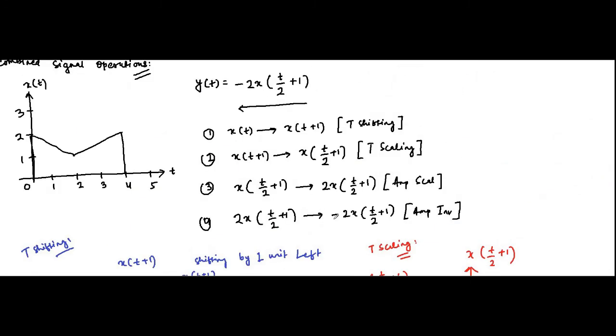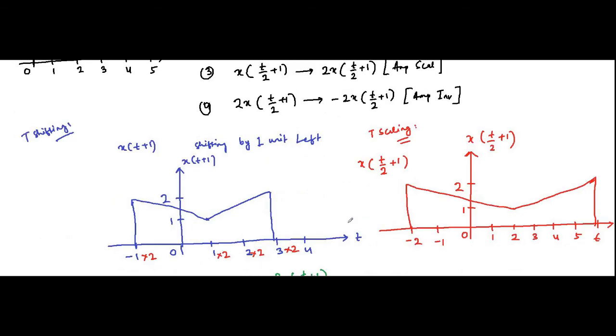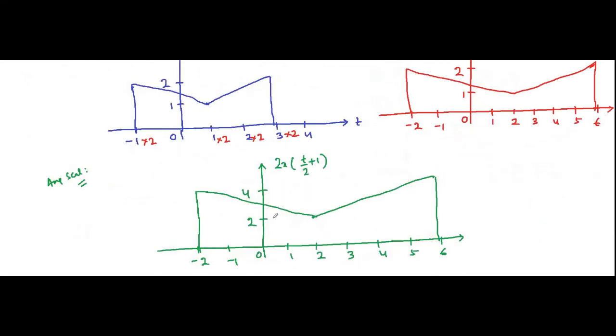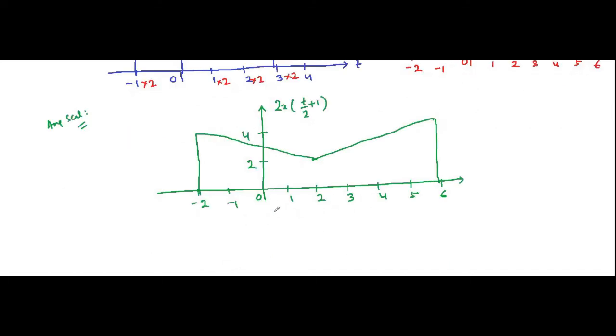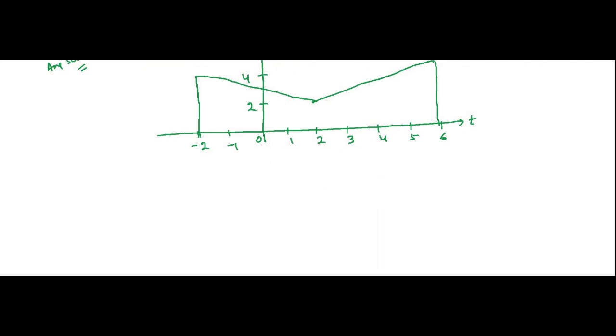Next is amplitude inversion, so minus 2x(t/2 + 1). It is also a form of amplitude scaling. Here we multiply -1 with each of these amplitude values. It will be simply the mirror image of this amplitude scaled signal along the negative y-axis, as if a mirror is placed along the time axis, and the image formed along the negative amplitude axis will be the amplitude inverted signal. It will be something like this. Let us do it.